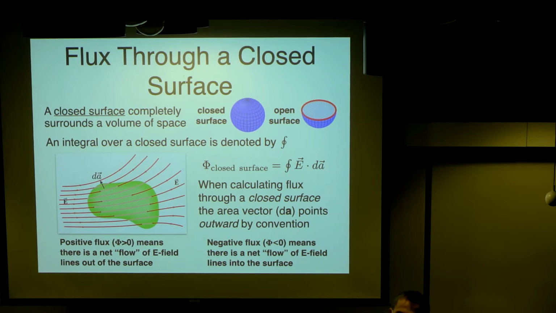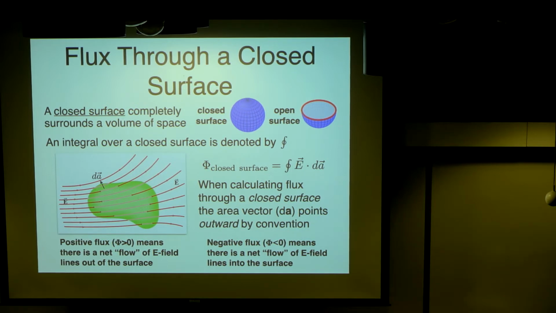Yeah? How is it possible for more E field lines to come out than there being the same amount? We're going to get to that, but it basically means you have some charge inside the surface. Yeah, that's the only way that can happen. Yeah, so good question. We'll get there.